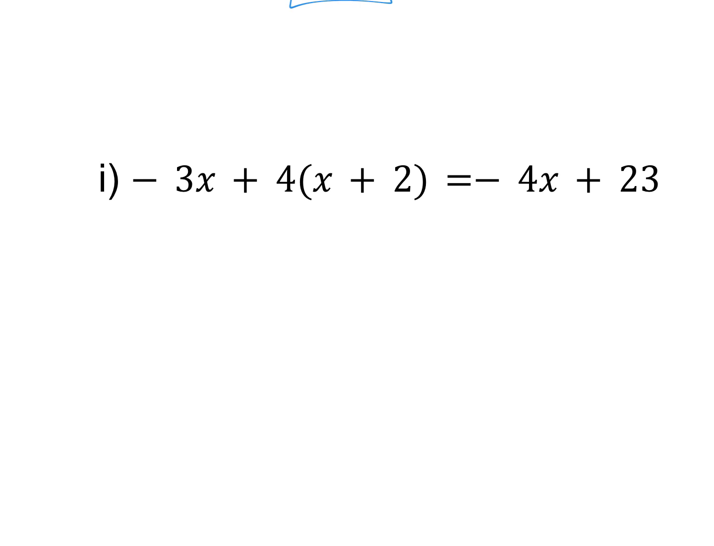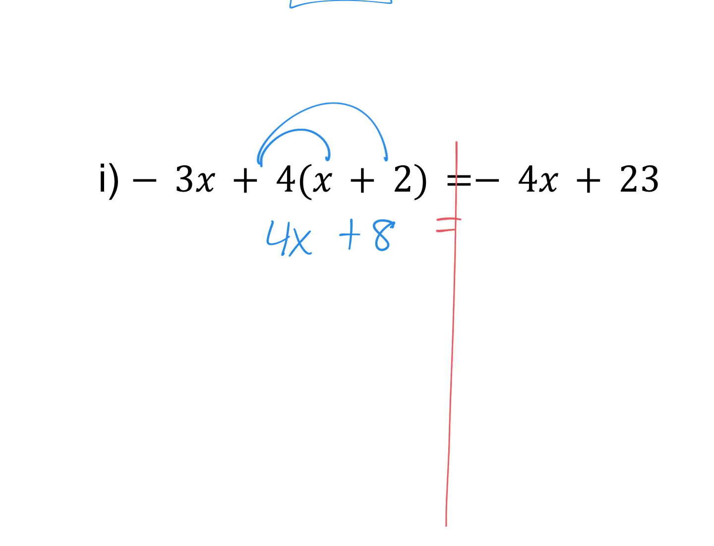We're distributing the +4. So +4 times x gives you 4x. +4 times +2 is +8. Oh, forgot my line again. And then now I'm just going to drop everything else down. Don't be lazy, rewrite it. And since that 4x is positive, I'm going to put a plus sign.